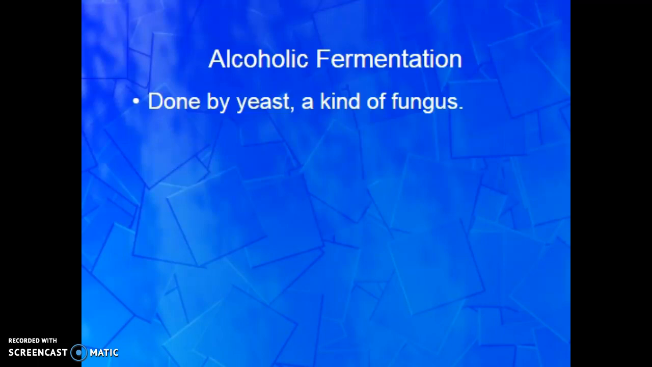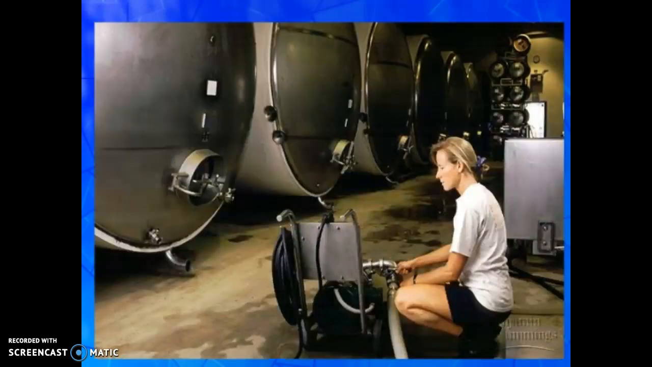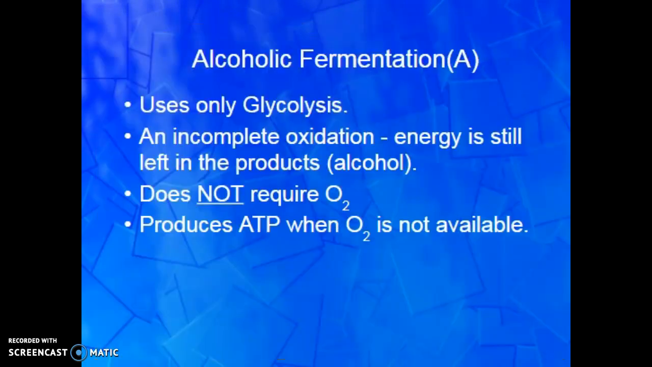Alcoholic fermentation is done by yeast, which is a kind of fungus. So if you grow up to make beer like Mr. Hyatt does, this is the science that you're taking advantage of. In this picture, we see fermentation vats where this process of fermentation, cellular respiration, is happening like crazy, and we're taking advantage of it as humans.